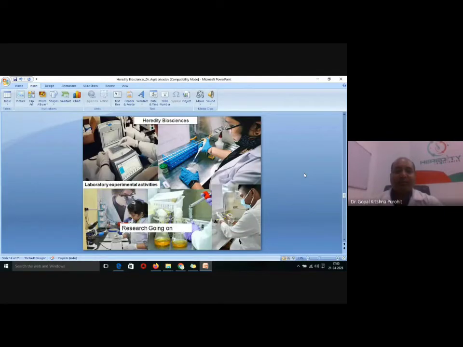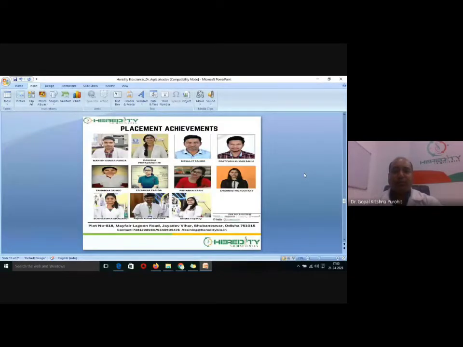This is the research activity, laboratory research activities. Experimental activities are going on with Heredity Biosciences, and some of the research activities are going on. These pictures are posted here.